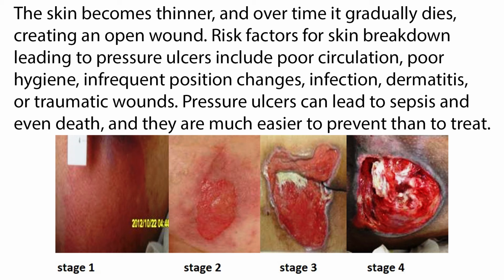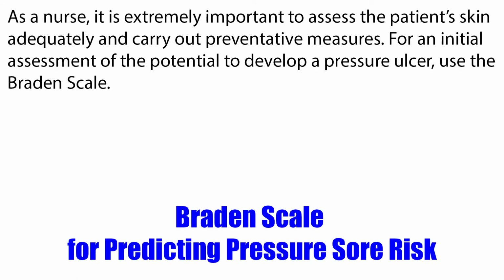Risk factors for skin breakdown leading to pressure ulcers include poor circulation, poor hygiene, infrequent position changes, infection, dermatitis, or traumatic wounds. Pressure ulcers can lead to sepsis and even death, and they are much easier to prevent than to treat. As a nurse, it is extremely important to assess the patient's skin adequately and carry out preventative measures.